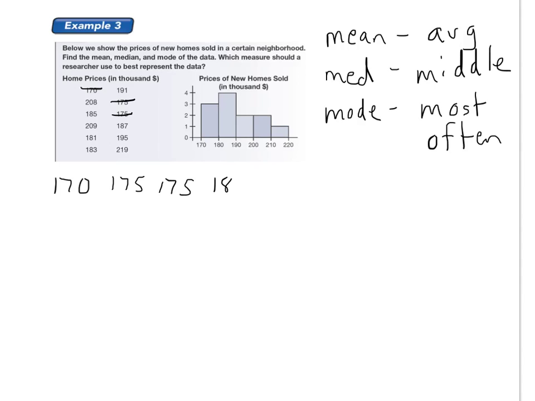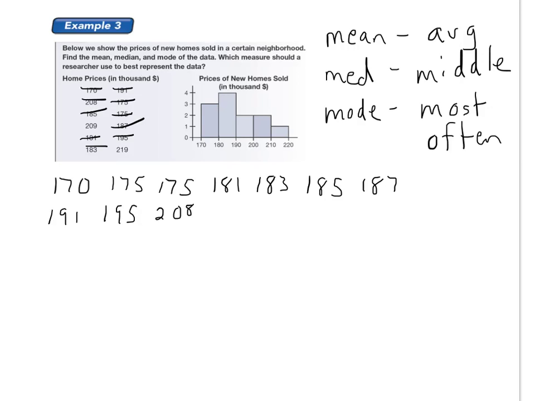I see 181, and then 183, and then 185, and then 187. And that's it for the 180s. Then the 190s, I see 191, and I see 195, and that's it. And then I'm going to the 200s. I see 208, and I see 209, and then I see 219.